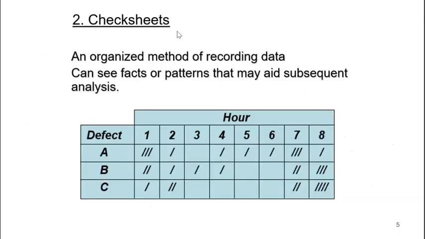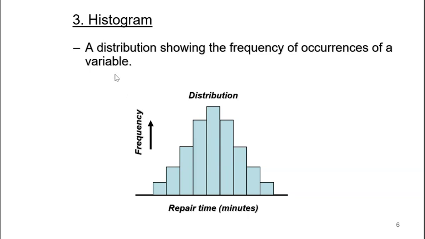And we have Checksheet, which is an organized method for data recording. For example, this is to record the defects for each hour, so they are using the Checksheet. And histogram is a distribution showing the frequency of occurrence of variables. So we have frequency for the y-axis, and then repair time for the x-axis. So it shows here a normal distribution.